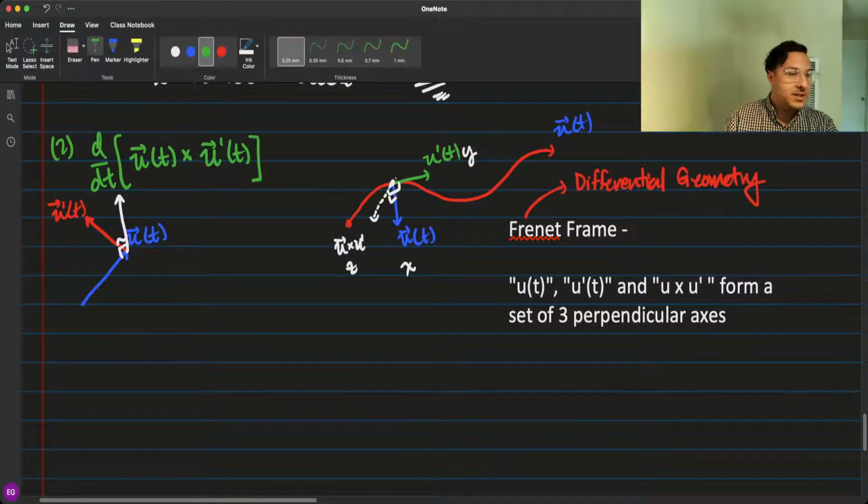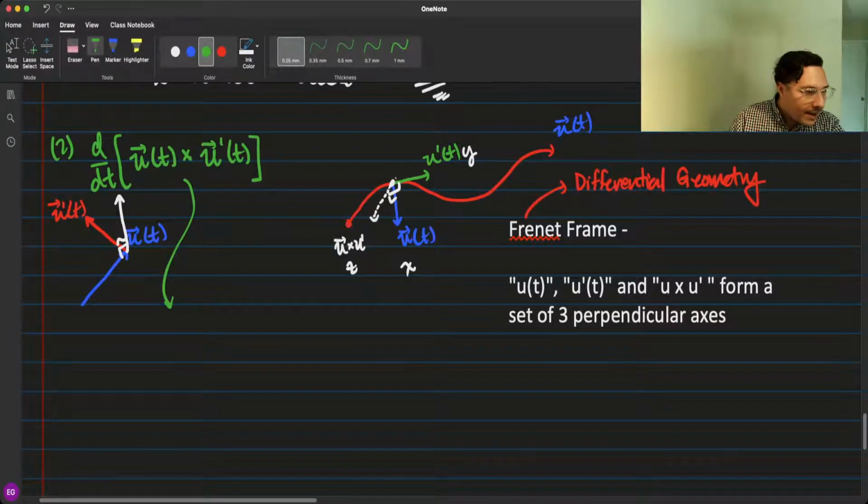Alright, so let's do this calculation. The product rule tells you that you take the derivative of u.